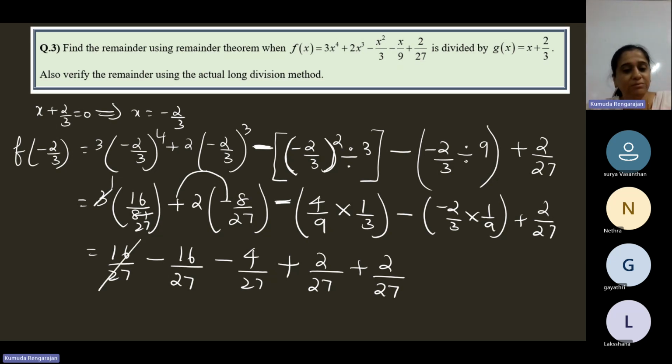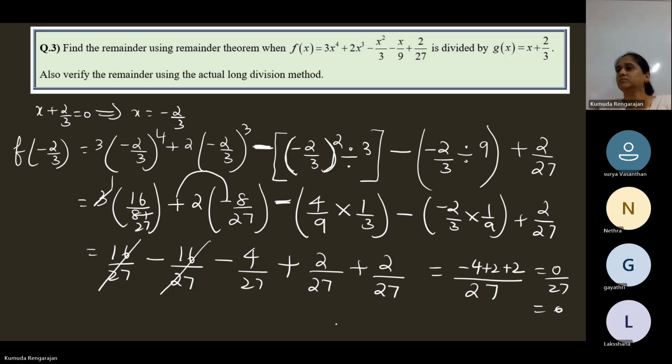Yes, plus 16 by 27 minus 16 by 27 gets cancelled. Now all the fractions have the same denominator. So 27 minus 4 plus 2 plus 2. So 2 plus 2, 4, minus 4, 0. So 0 by 27, which is 0. So the remainder is 0. So if the remainder is 0, it means g of x is a factor of f of x, or f of x is a multiple of g of x.